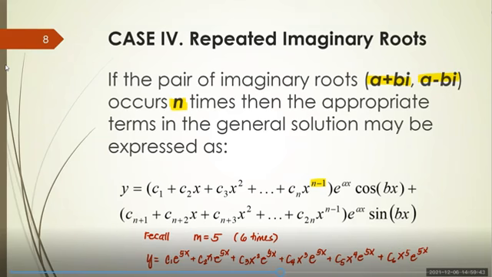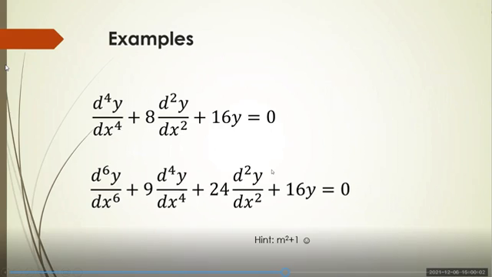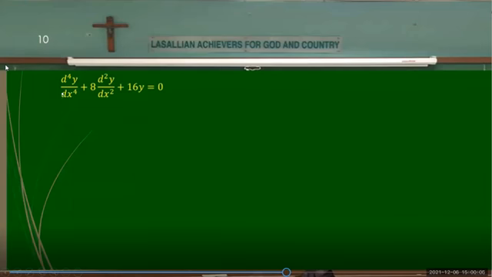There are n minus 1 number of x's. This is for repeated real roots. Now we're dealing with repeated imaginary roots. So these are some examples. So let's just try the first one.